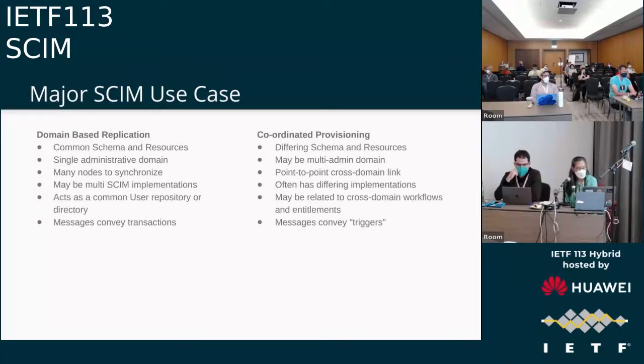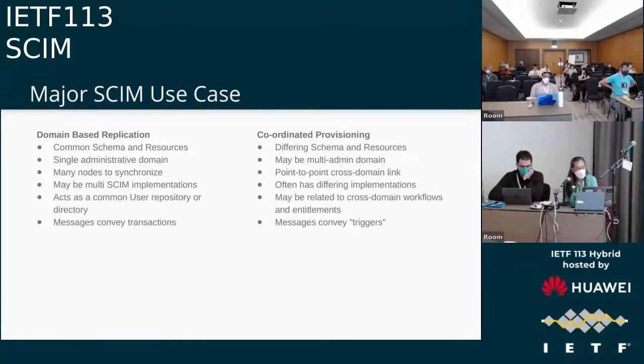The domain-based replication has the objective that a single domain has a common schema and a common set of resources. The idea is that coordination messages be sent to enable each SCIM server to stay in sync with the rest of the domain. With some minor exceptions, an event message simply repeats the SCIM protocol request that is received. It contains all the data necessary to process the request as if it were received via RFC 7644, the base schema.